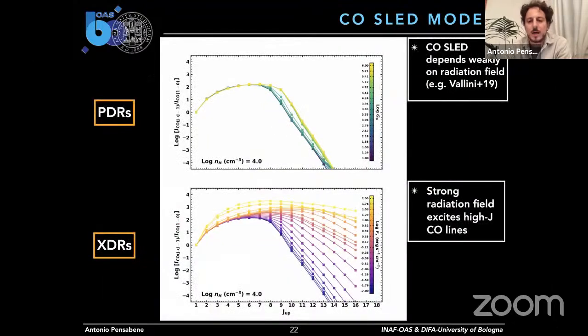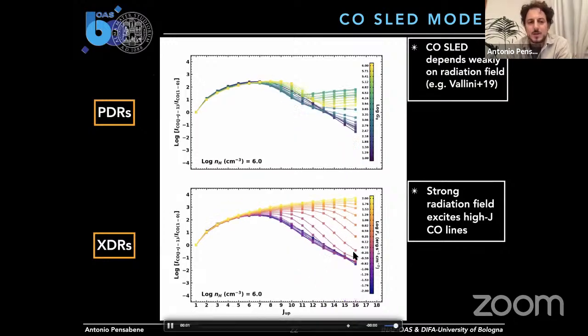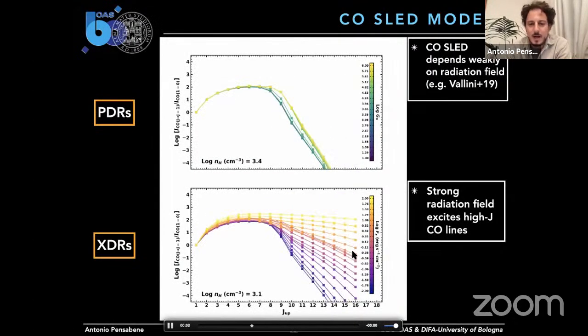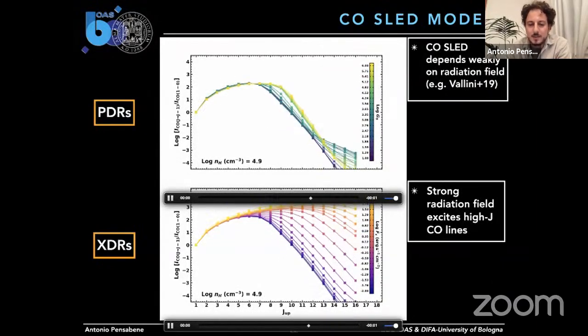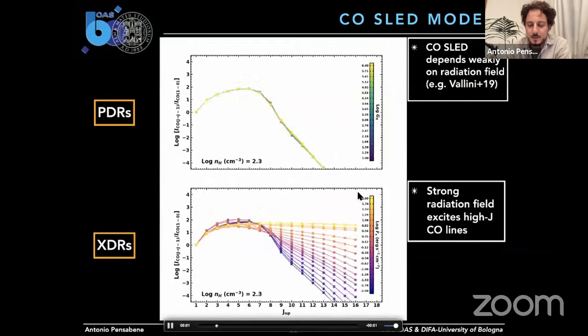Then we can also try to perform a fit of our CO spectral energy distribution. Here you can see the Cloudy models, and the big difference between PDR and XDR regimes is in the high-J CO lines, which are more excited in the XDR regime.